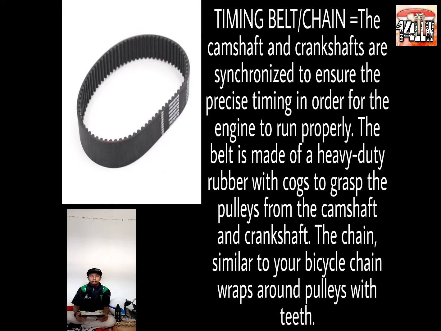Seventh, timing belt or chain. The camshaft and crankshaft are synchronized to ensure precise timing in order for the engine to run properly. The belt is made of heavy-duty rubber with hooks to grab the pulleys from the camshaft and crankshaft. The chains, similar to your bicycle chain, wrap around pulleys with teeth.